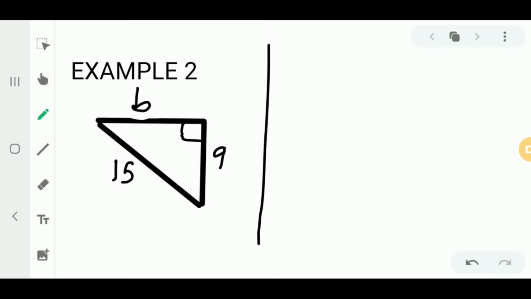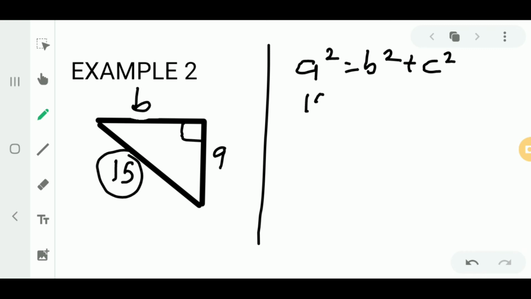So example 2 here, we have one side is 15, one side is 9, and the other side is B. So that means we're trying to solve what B is. However, what we have to do first is write down the formula. So we have A squared is equal to B squared plus C squared. And we know that A is for the longest side, which is 15, the hypotenuse. So we have 15 squared is equal to B. We don't know what B is, so we're leaving B squared alone, plus C, which is 9 in this case, so 9 squared.